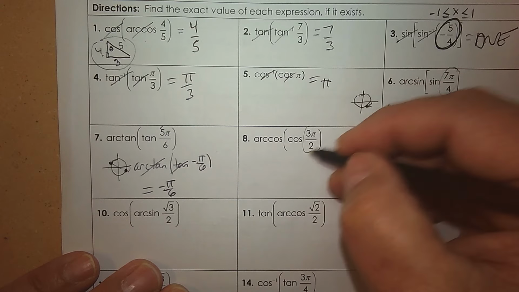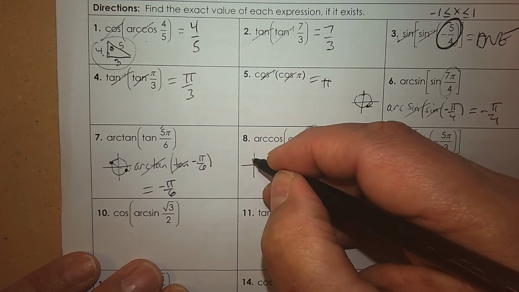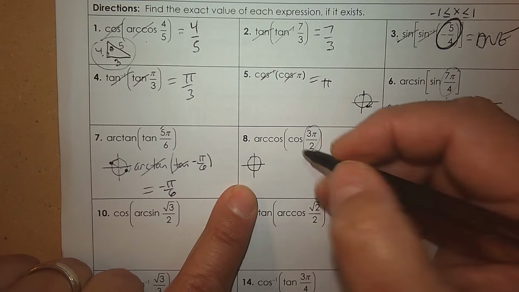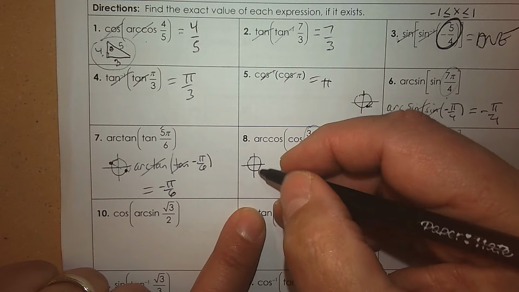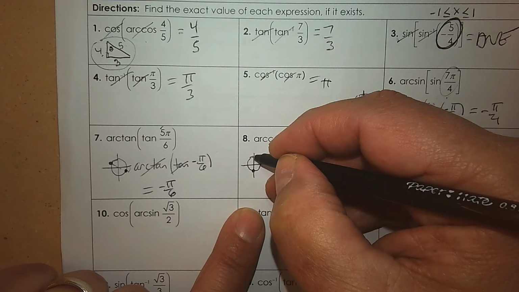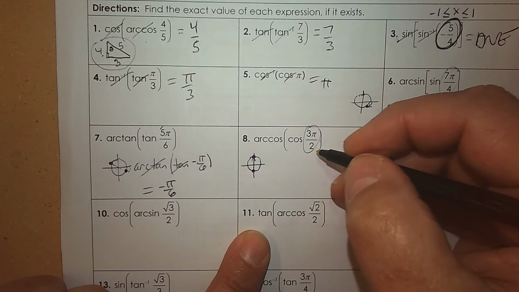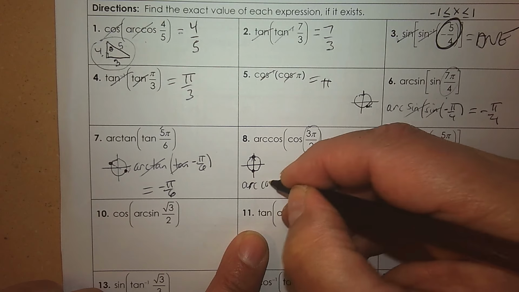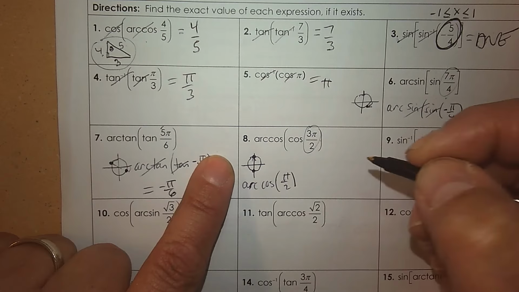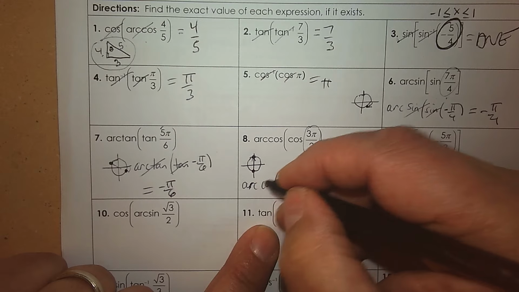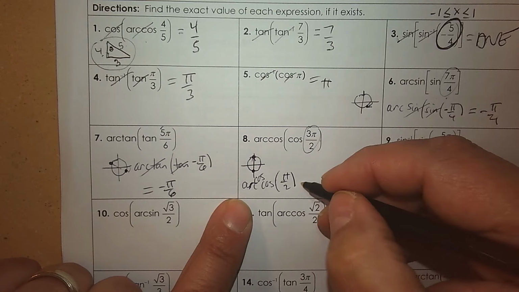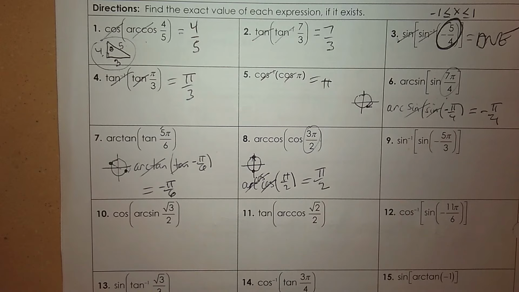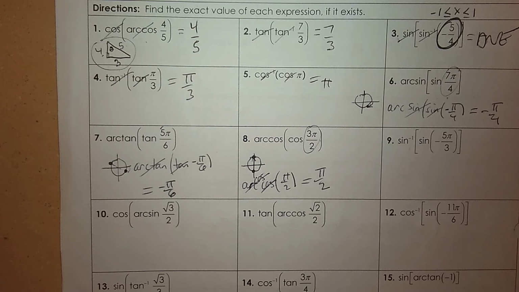3 pi over 2. Again, think of the unit circle. So that answer there for cosine 3 pi over 2 is 0. So I'm going to go across the circle to find the angle that is in my domain restriction. So I'm going to change that angle to pi over 2. That gives me the same answer. And arc cosine and cosine, they undo each other, and the answer is just pi over 2. Just make sure your angle is in the domain restriction.